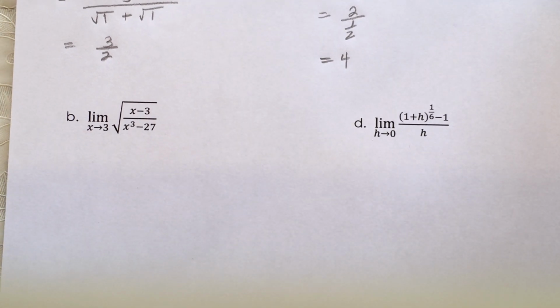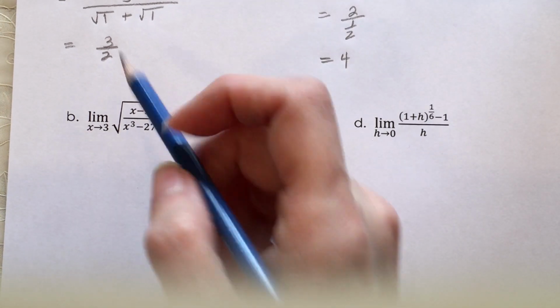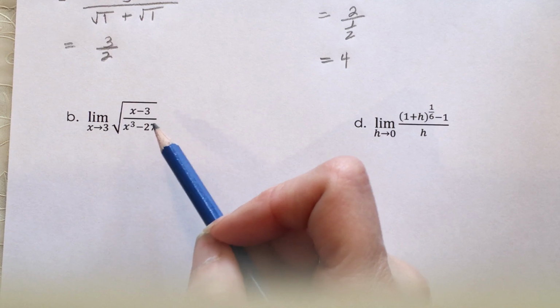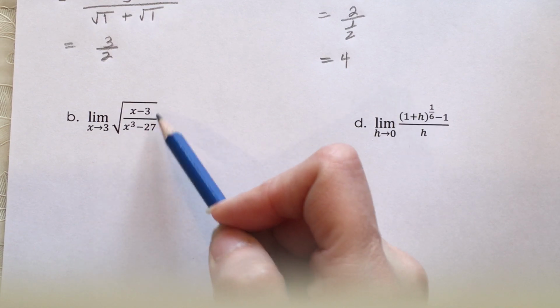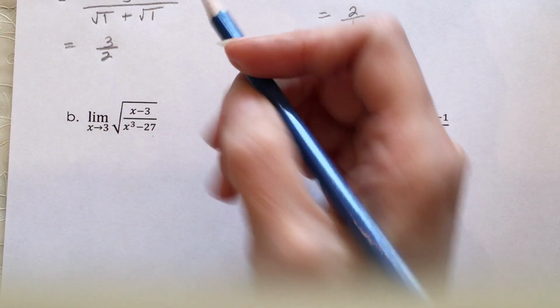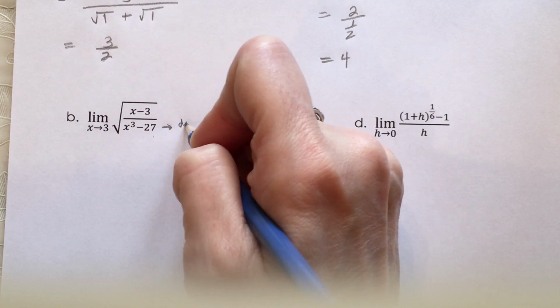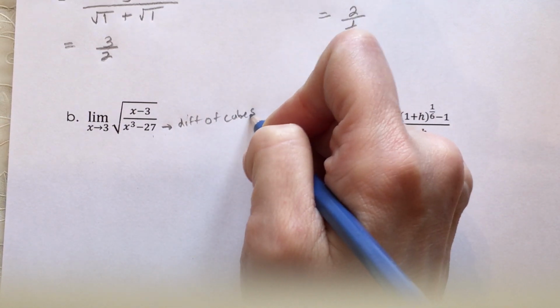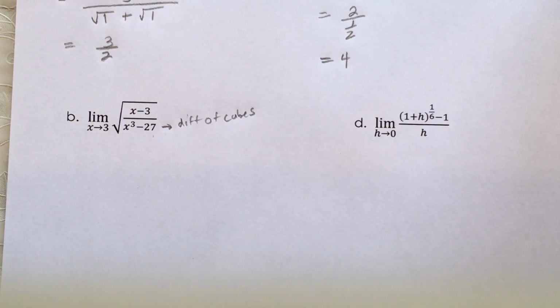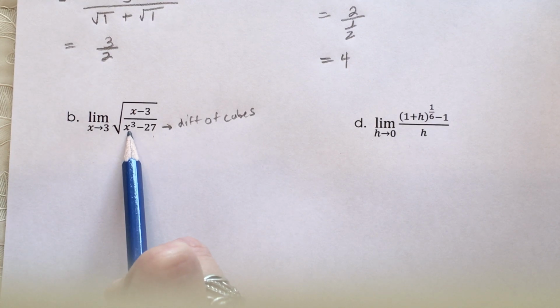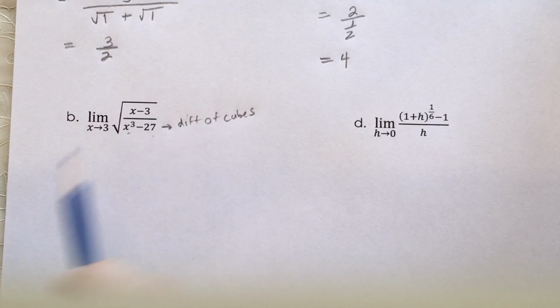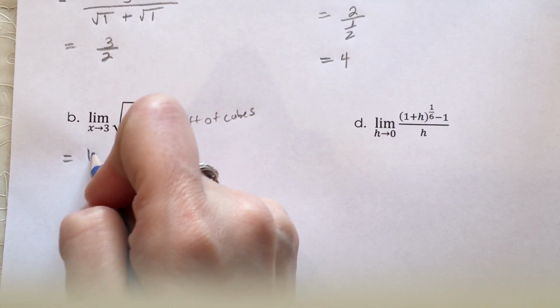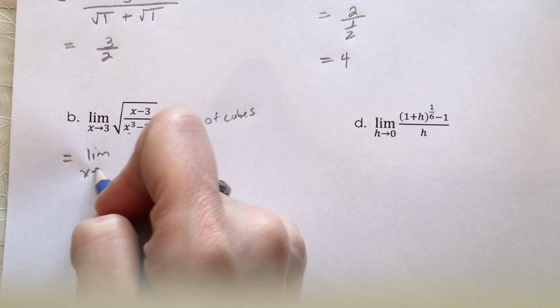Next one, this big huge square root sign looks a bit intimidating, but really underneath we see we have x minus 3 and x cubed minus 27, which is a difference of cubes. So factoring a difference of cubes is probably going to be a method that we use. We really can't let x approach 3 because the denominator approaches 0. So let's see what happens if we factor underneath the square root sign.